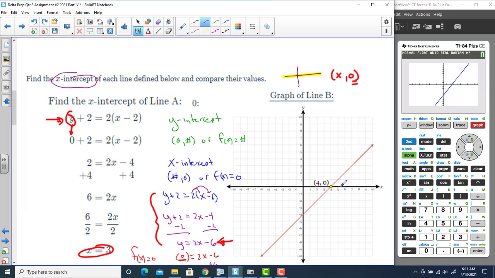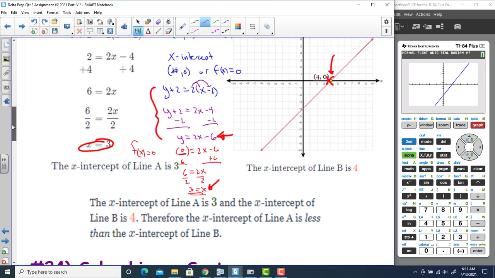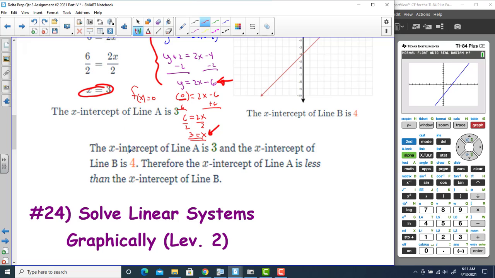For line B, when you're actually observing the graph, it's real simple. Just find out where the measured amount equals 0, and you'll see that happens 4 units of time from now. So the x-intercept of line B was greater than the x-intercept of line A. Or Delta wanted you to suggest that line A has a lesser x-intercept than line B.